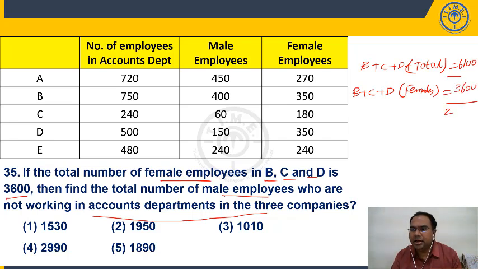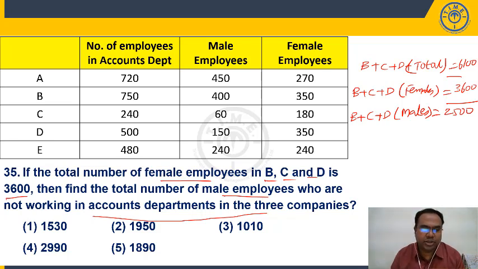Remove this 3600. 2500 is B plus C plus D. In these departments, we have males together is 2500. Now, what is the question? The total number of male employees who are not working in accounts department. So 2500 are total males. From this I have to subtract, who are not accounts means I have to subtract the male employees from accounts.